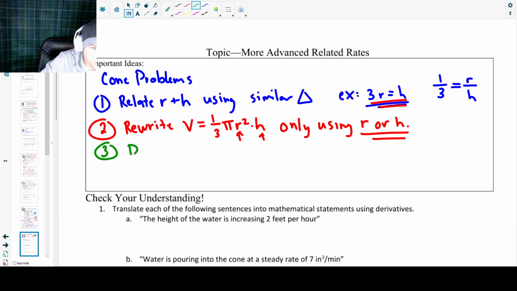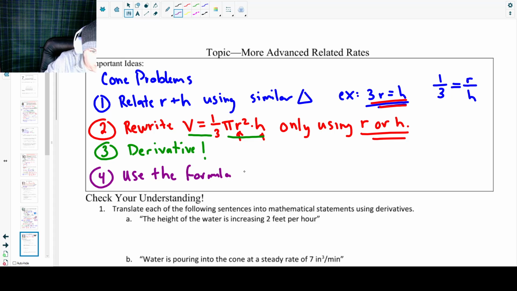Step 3, that's when the derivatives come in. We've got to take the derivative of both sides. So we'd take the derivative of this resulting formula that we have up here, that would only be based on r or h. Finally, step 4, use the formula to solve for the desired quantity.